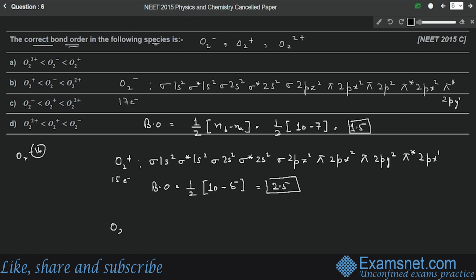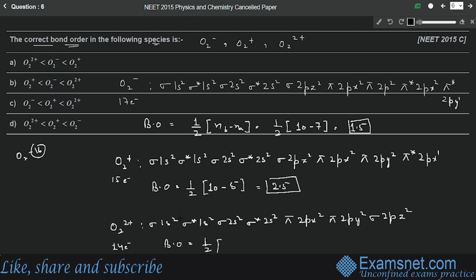Now one more is left, that is O2 2 plus. O2 has 16 electrons. Now 2 removed from it, that means 14. So it will have 14 electrons in total. Let's write the electronic configuration. Sigma 1s2, sigma star 1s2, then sigma 2s2, then sigma star 2s2. Then first pi will come, because for 14 electrons or less than 14 electrons, pi comes first. So pi 2px2, then pi 2py2, then sigma 2pz2. So total 14 electrons.